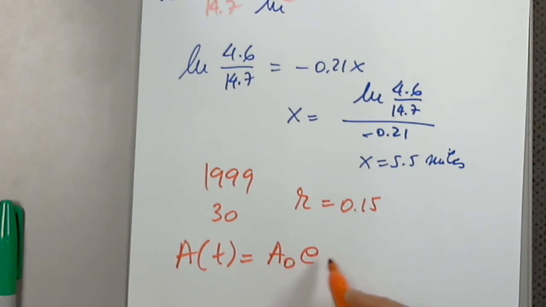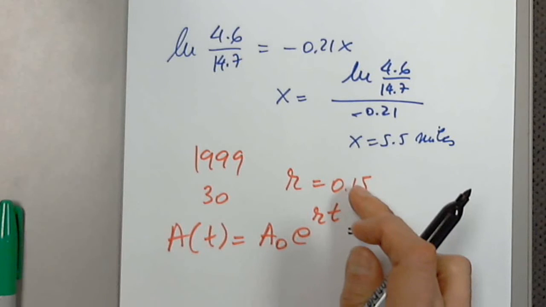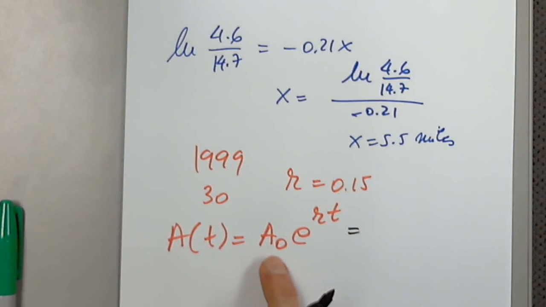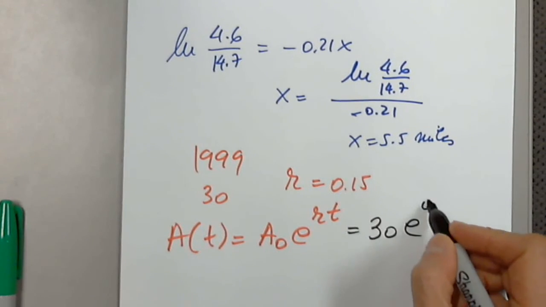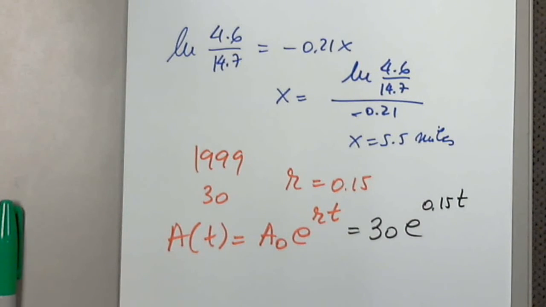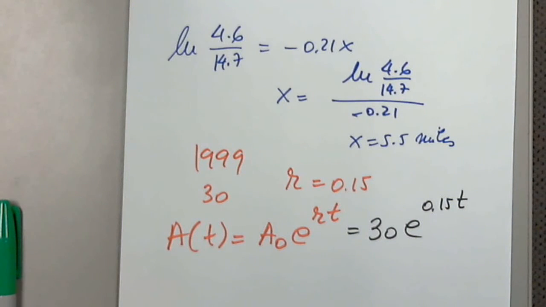So this is A of t equals A0 e to rt. I have the exponential growth rate, which is this. Do I have A0? Yes, it's 30. So 30 e to 0.15t. That's the exponential growth model. The initial number of cats is 30, and the growth rate is 0.15. Find the projected population after 4 years. How do I find that?